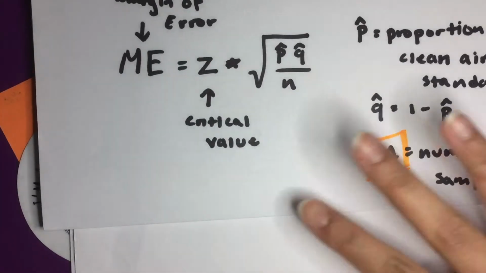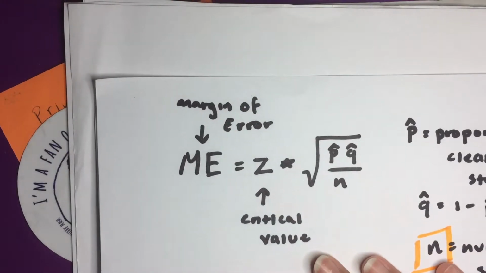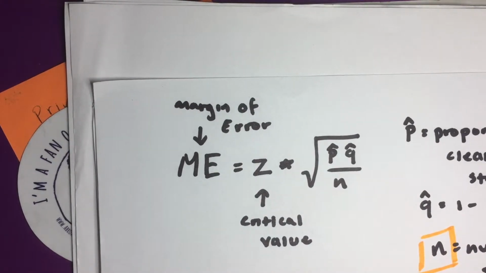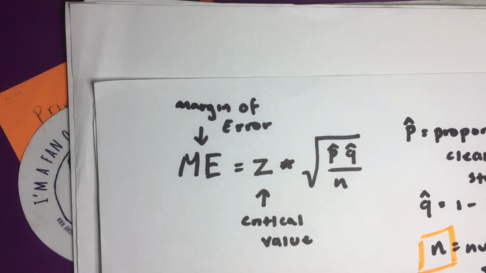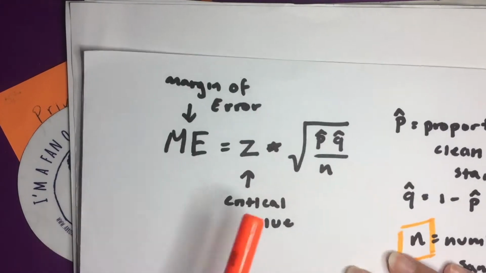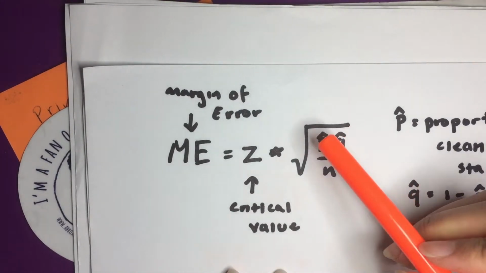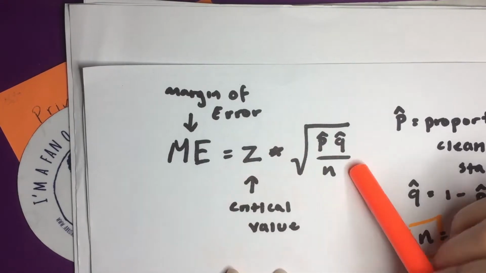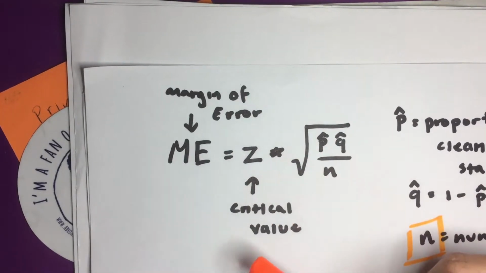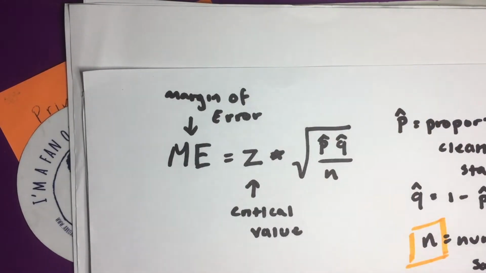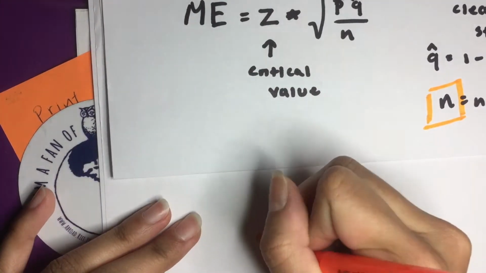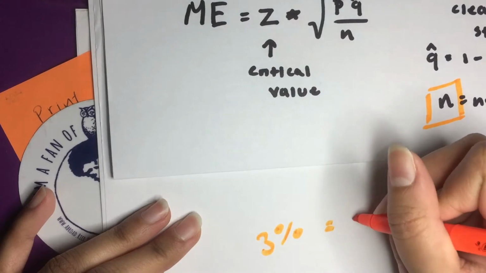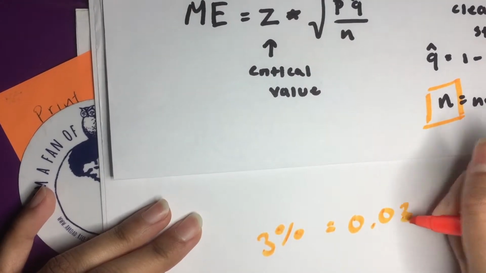And what I mean by that is, let's take a look at the margin of error formula. So usually we're looking for the margin of error in this, so we would plug in our critical value and then p hat, q hat, and use this formula and get the margin of error. In this scenario, they've already given us the margin of error, which is, in this case, 3%. Which is also equal to 0.03.